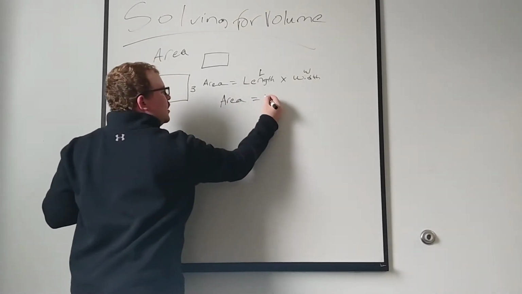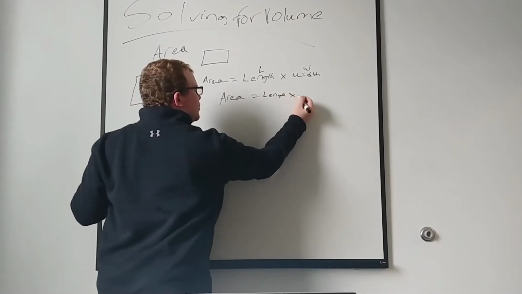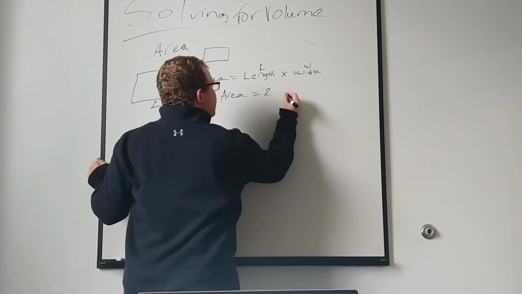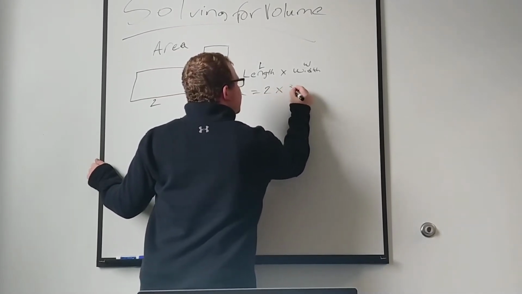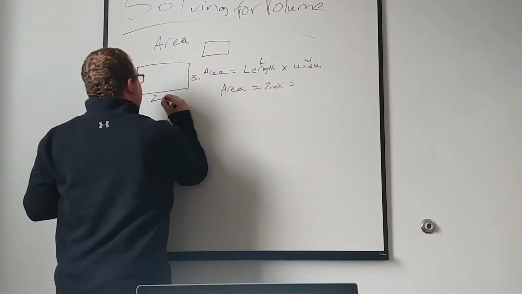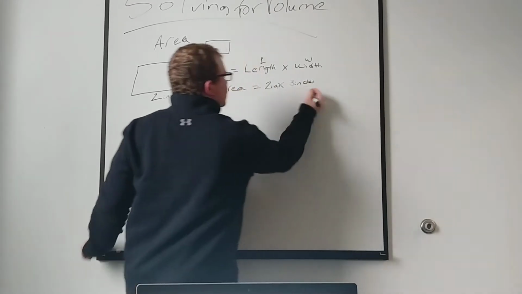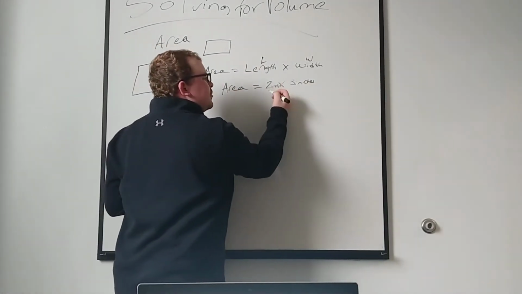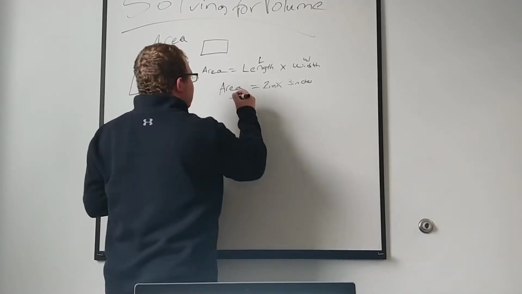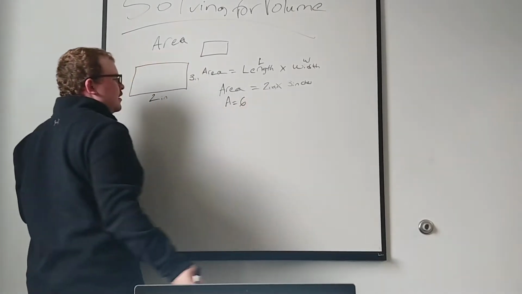So if say we had a length of 2 and a width of 3, it would be area equals length times width, area equals 2 times 3. And we must not forget to put our inches in the brackets. So if we multiply 2 times 3, what would the answer be? 6, yes. Area would equal 6.